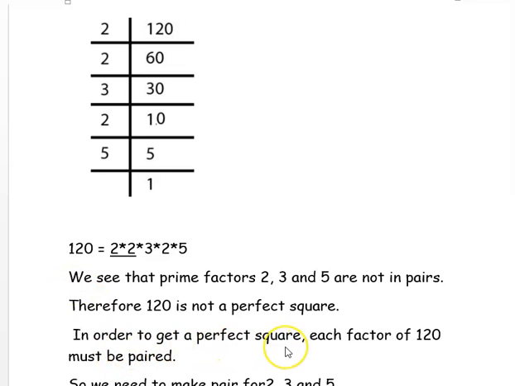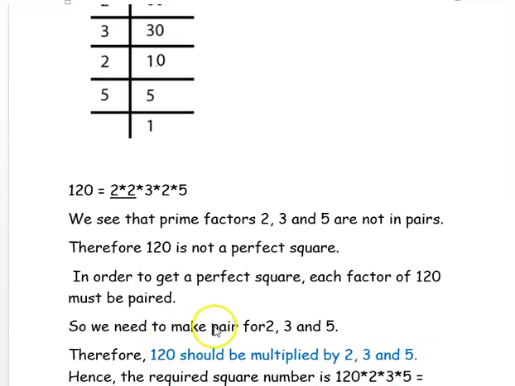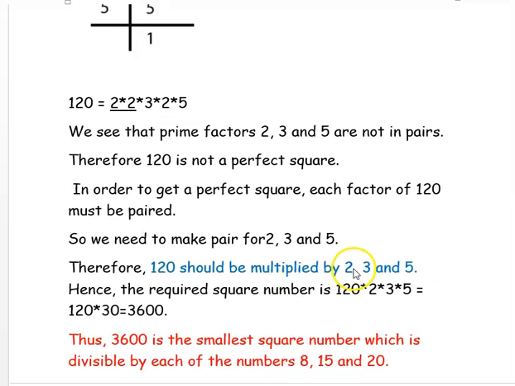In order to get a perfect square number, each of the factors must be paired. So we need to make a pair for 2, 3 and 5. So 120 should be multiplied by 2, 3 and 5. So the required square number is 120 into 2 into 3 into 5, which is nothing but 2 into 3 is 6, 6 into 5 is 30. So 120 into 30 is 3600. Thus 3600 is the smallest square number which is divisible by each of the numbers 8, 15 and 20.